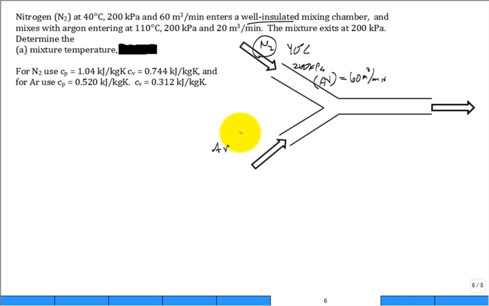It has a temperature of 110 degrees, so it's hot. It has a pressure of 200 kilopascal. Compare the pressures, they're the same pressure. And the volumetric flow rate is 20 meter cubed per minute for the argon. And the mixture exits at 200 kilopascal. Life is pretty easy when they don't mess around too much with the pressures. But it can be a little more challenging.